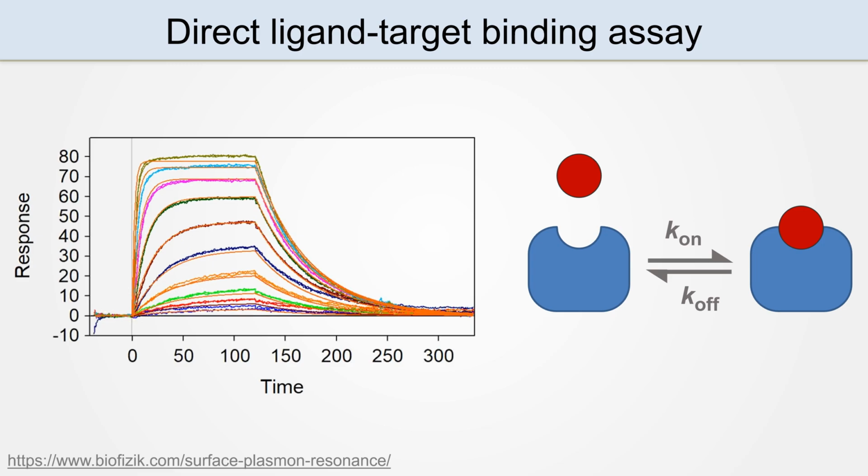This usually requires a purified and well-behaved target. Here, all we have in the assay is the compound and the target, and the binding signal is recorded as a change in the SPR intensity. We measure this over time. The first phase here is association, then we remove the compound and detect dissociation. Then we fit the data to standard equations to estimate K on and K off.